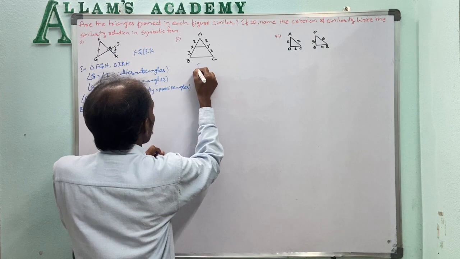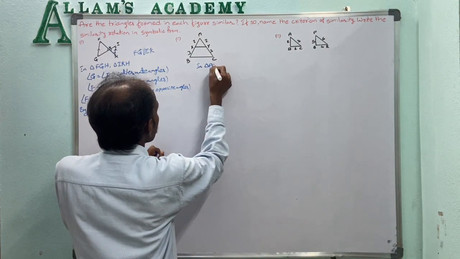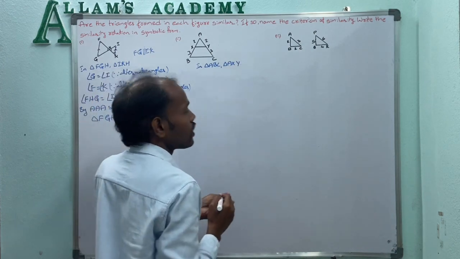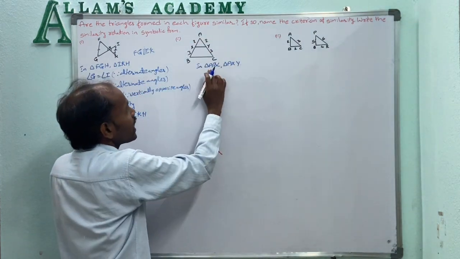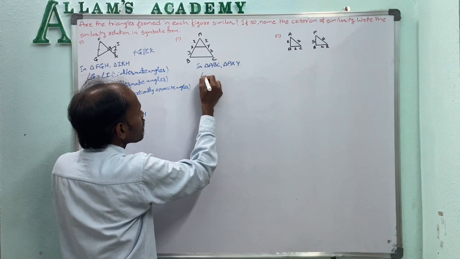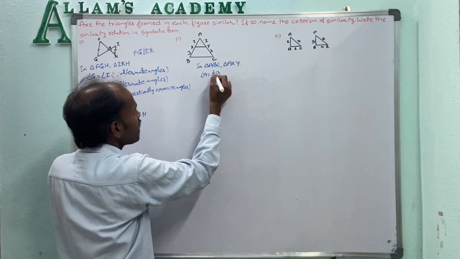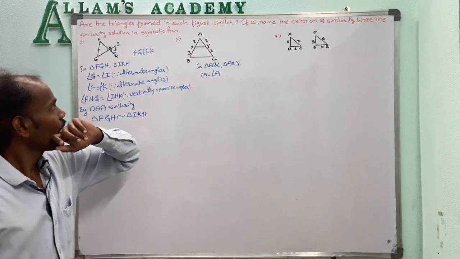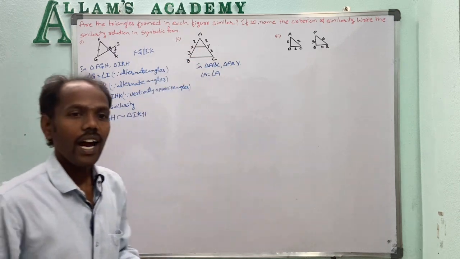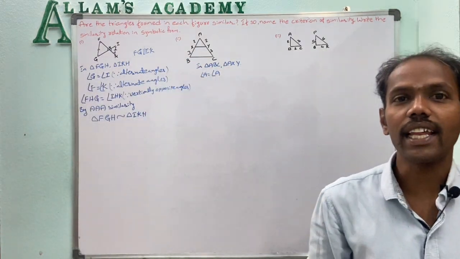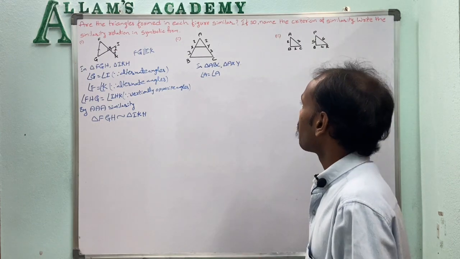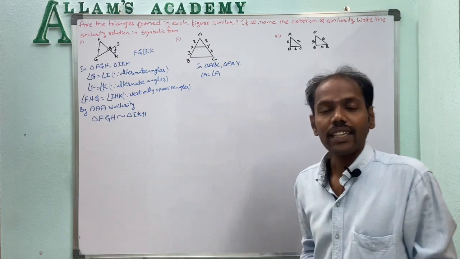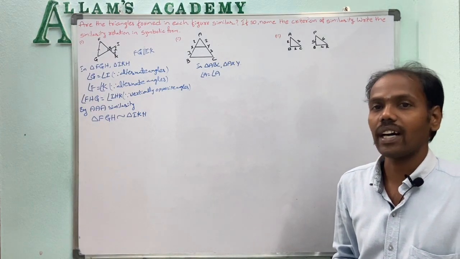So in triangle ABC and triangle AXY, angle A is common to the two triangles, so those two angles are equal. Here, the other angles are not given, but the side lengths are given. So we will observe whether the sides' ratios are equal or not.